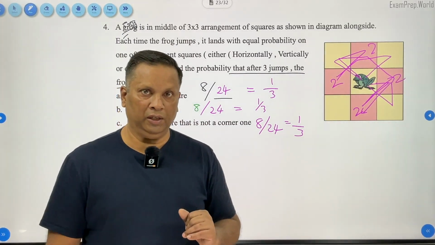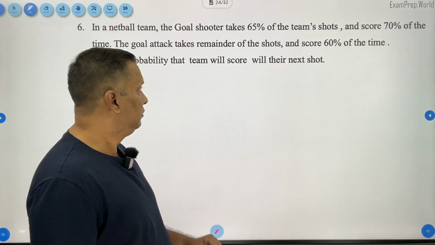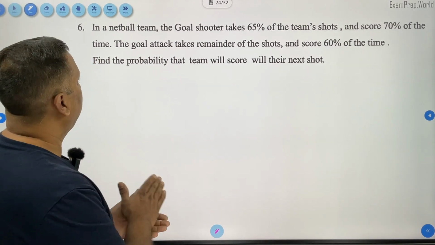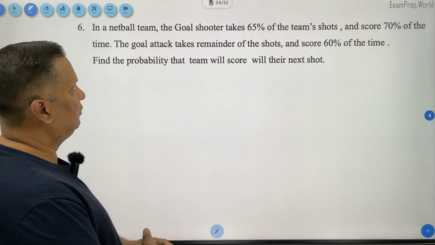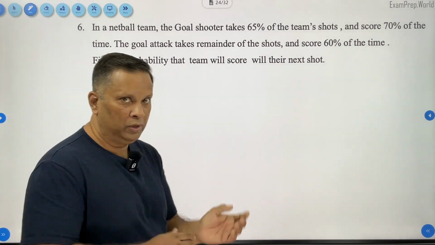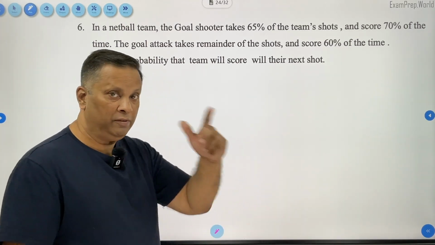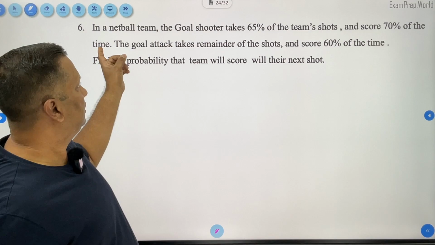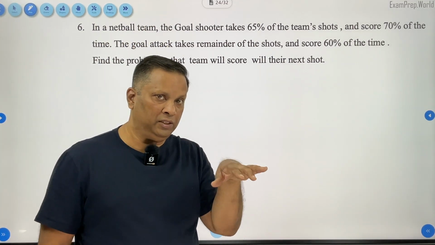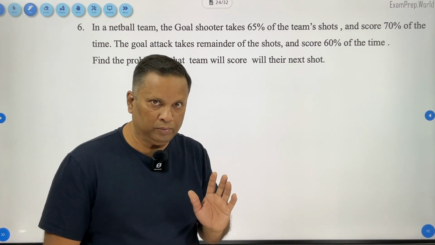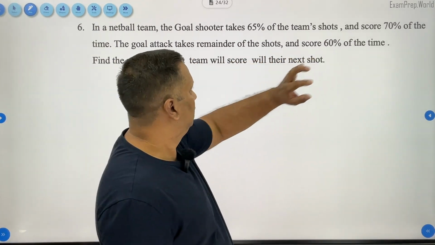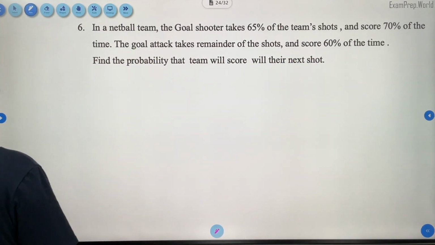Guys, now let us see the next one we have. In a netball team, the goal shooter takes 65% of the team shots. This is one guy who always shoots the goal, and 65% of the times he takes the chances, and 70% he scores. Whenever he takes a chance, 70% he scores. If he's not taking, 60% of the time. Okay.